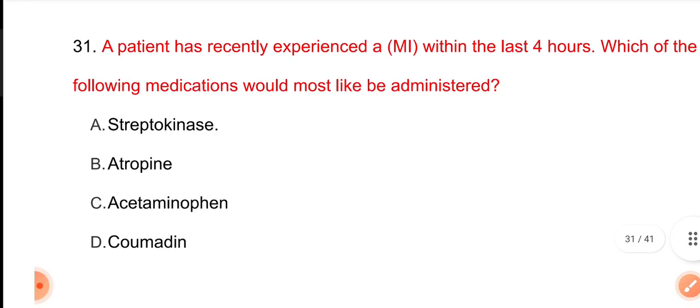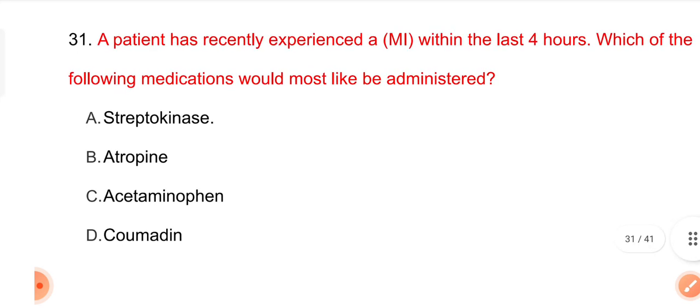The next question is, a patient has recently experienced an MI, myocardial infarction, within the last 4 hours. Which of the following medications would most likely be administered? The options are: option A, streptokinase; option B, atropine; option C, acetaminophen; option D, coumadin.